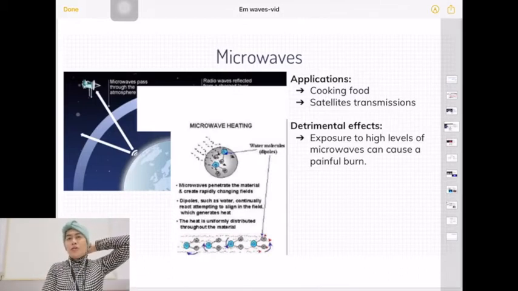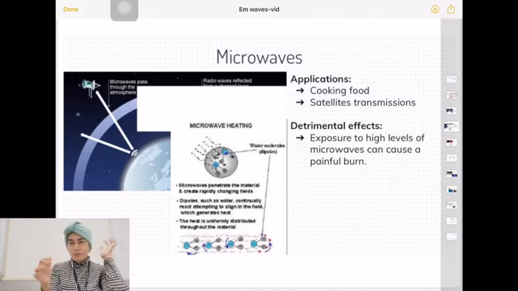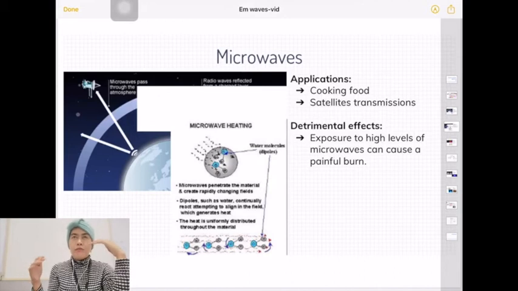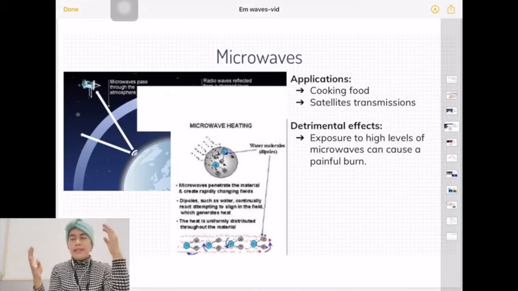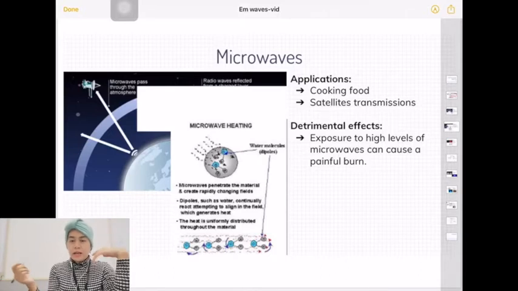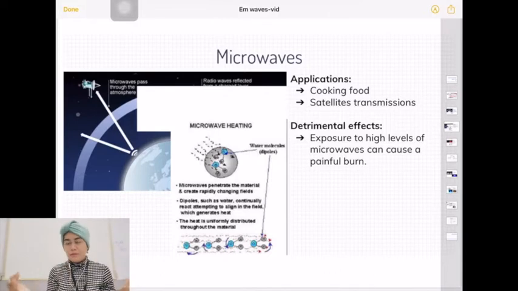And it's also in the safe region of the electromagnetic spectrum. So that means that if you are exposed to a very high amount of microwave only, then you will get an effect such as burn, and cause skin burn mostly, right?